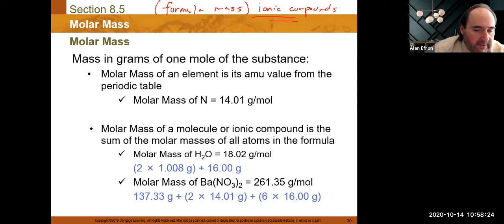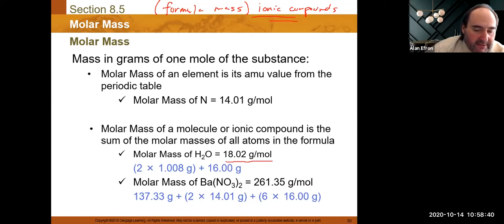And really all we're doing is essentially going to the periodic table like we've been doing and adding up all the parts. So like we did with water here, there's 2 hydrogens, each at 1.008 grams per mole, and 1 oxygen at 16.